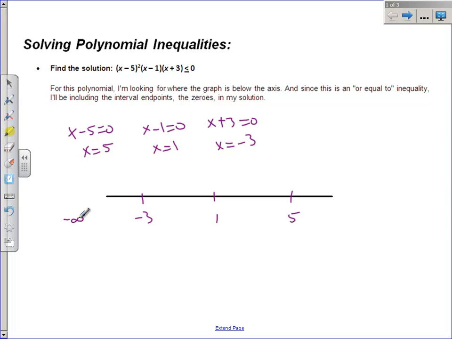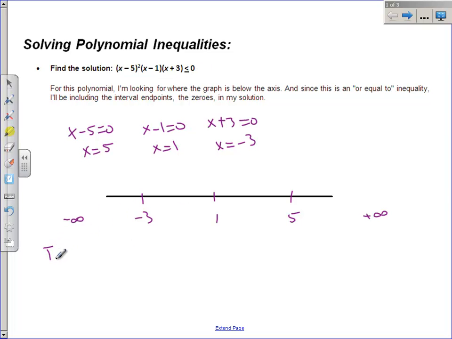And so what you have are some intervals. Way out here to the left is negative infinity, and way out here to the right is positive infinity. I have 4 intervals: from negative infinity to negative 3, from negative 3 to 1, from 1 to 5, and from 5 to infinity. I'm going to pick numbers in those intervals, plug those numbers into this polynomial, and ask myself, is that positive or negative? Because I'm trying to figure out where the graph is below the x-axis.